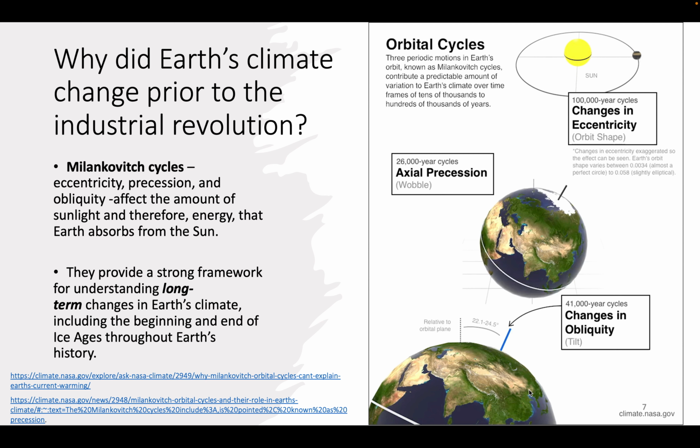Milankovitch cycles include the shape of Earth's orbit, also known as eccentricity, the angle that the Earth's axis is tilted with respect to Earth's orbital plane, or its obliquity, and the direction that Earth's spin axis is pointed, also known as precession. These cycles affect the amount of sunlight and therefore energy that Earth absorbs from the sun. They also help us to really understand long-term changes in Earth's climate, including the beginning and end of ice ages throughout Earth's history. So now we're going to go through each of the 3 Milankovitch cycles in more detail, starting with eccentricity.